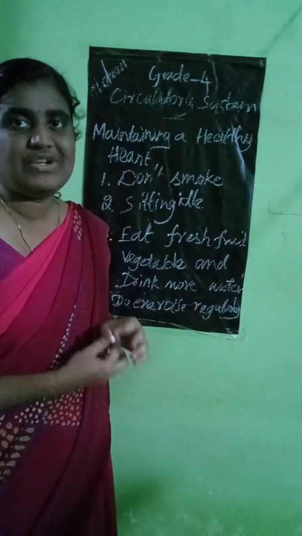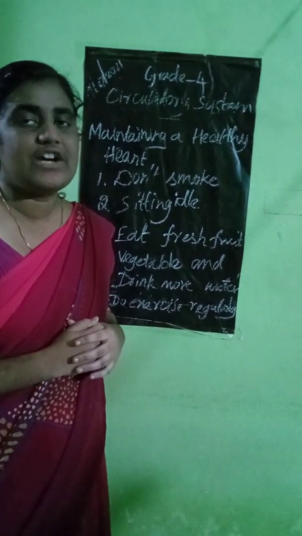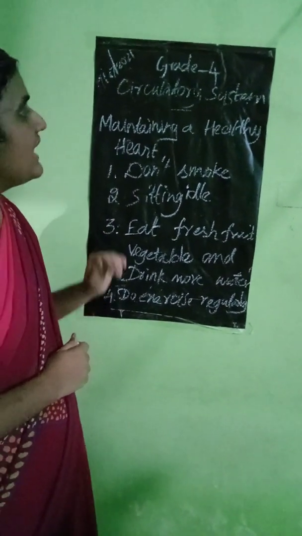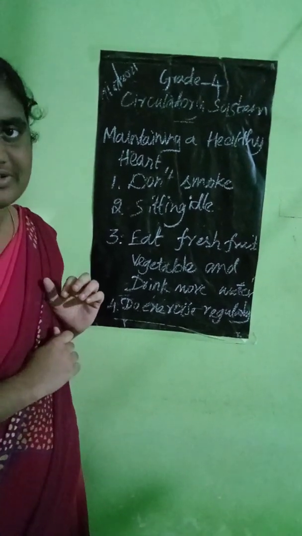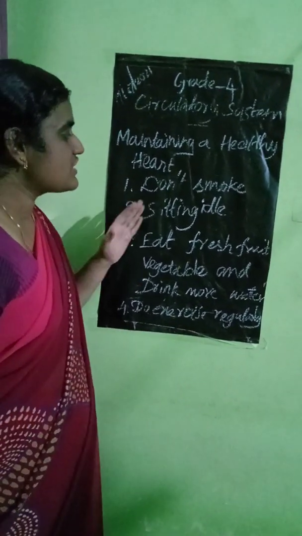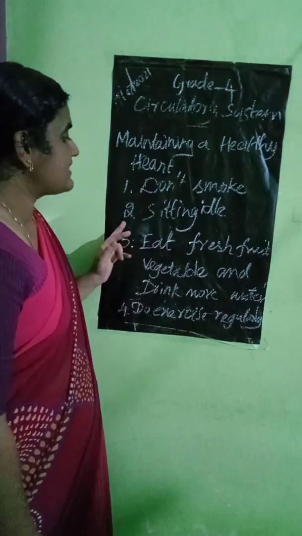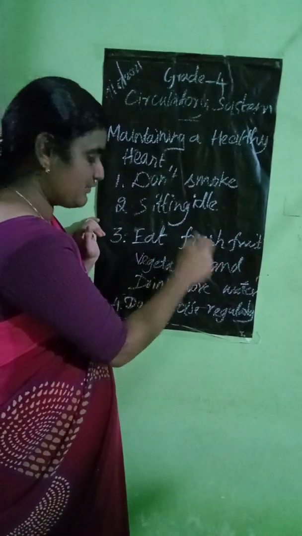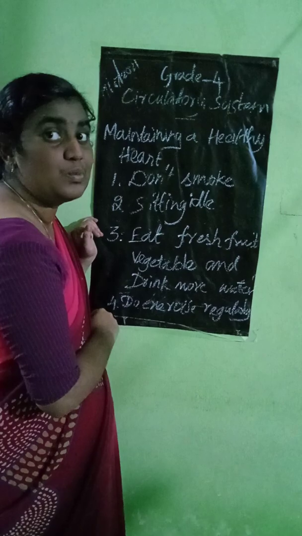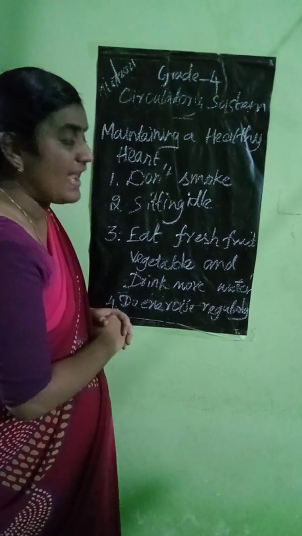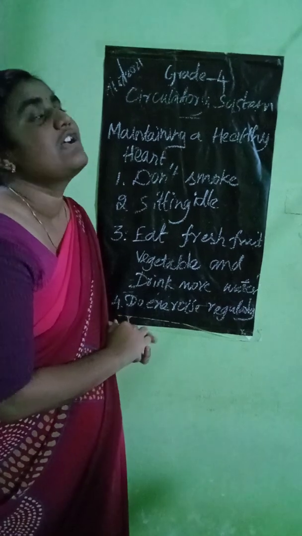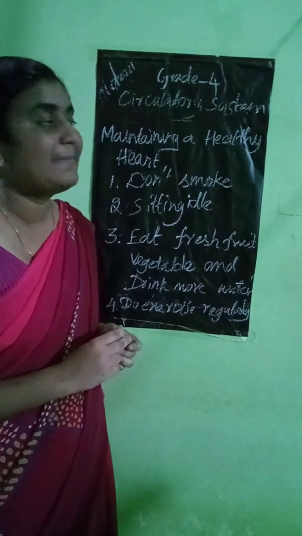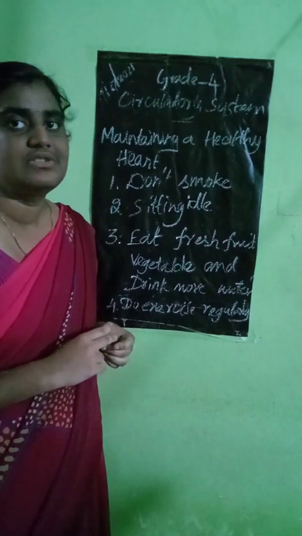Children, next we are going to learn how to keep our heart healthy. These following steps are essential for maintaining a healthy heart. The first one is don't smoke. The second one is don't sit idle. The third one is eat fresh fruits and vegetables and drink more water. The fourth one is exercise regularly. So children, these four steps can help maintain a healthy heart. Okay, children.